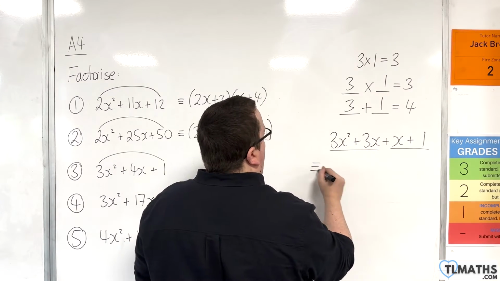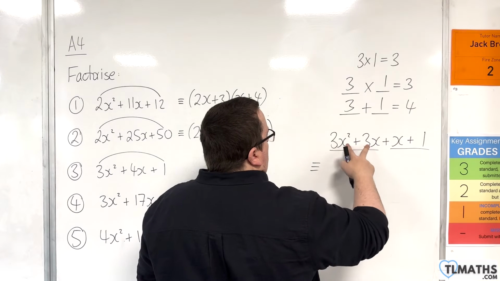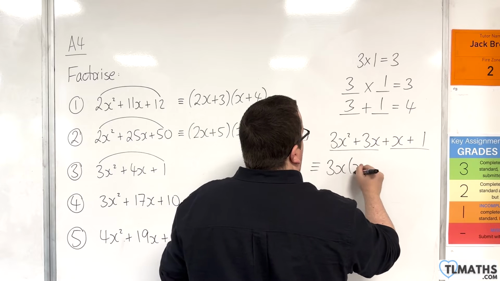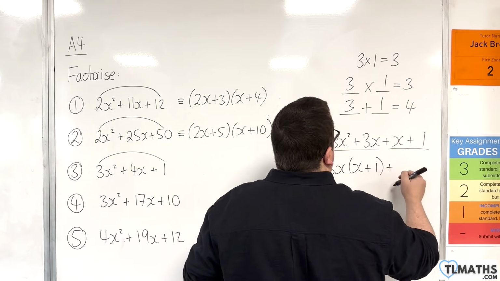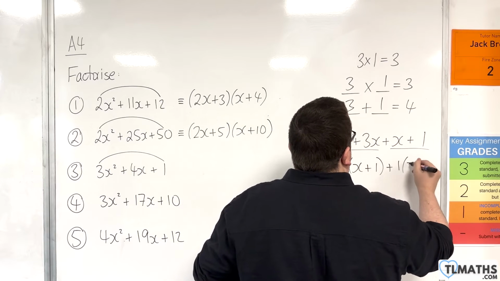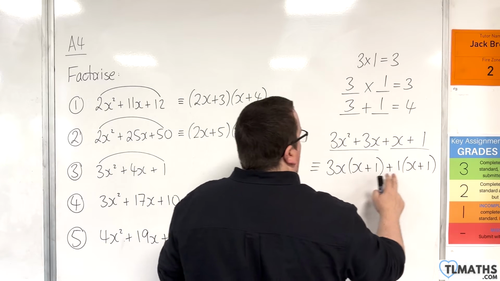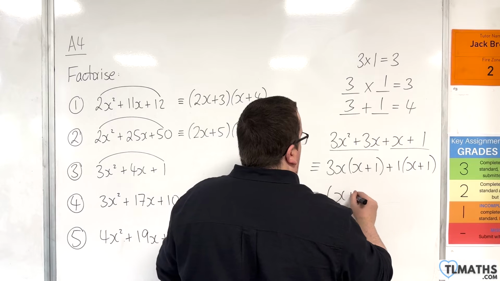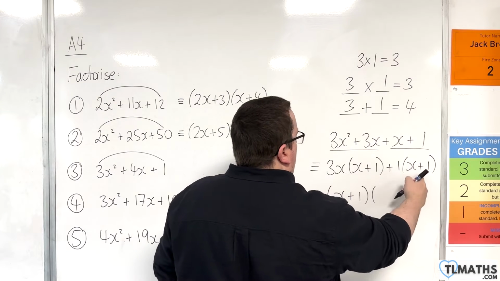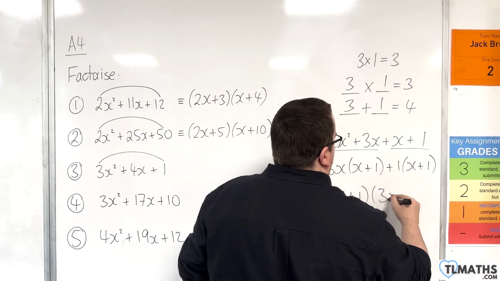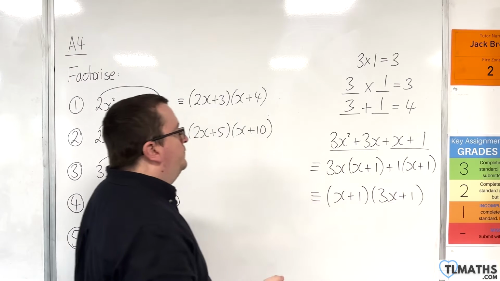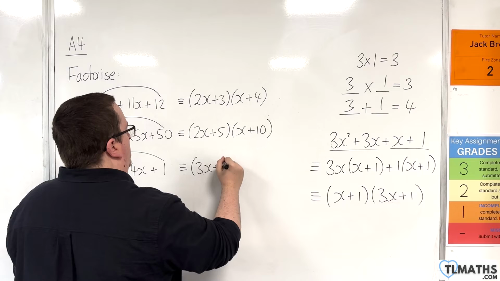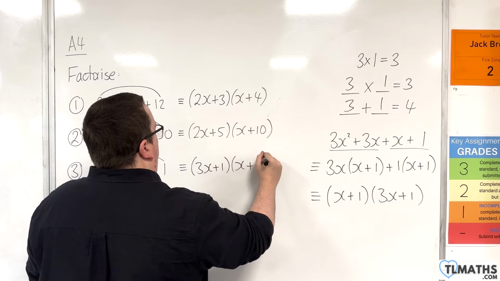Split it up into two pieces and factorise. So 3x squared and 3x both have a common factor of 3x. We'd have x plus 1 in the bracket. And here I've just got 1 lot of x plus 1. Same bracket, all good. And so we're going to have x plus 1 and then the 3x plus 1. So this is 3x plus 1, x plus 1.